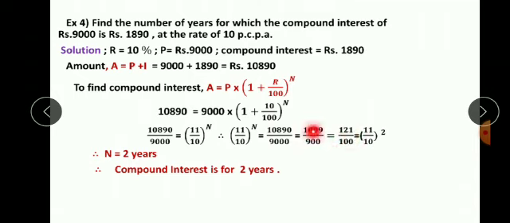When you cancel it by 9, you will get 121 upon 100, and this will be equal to 11 upon 10 to the power n. So if you take the square root of 121, what will be the value? 11. And 100 is the square of which number? 10. So 11 upon 10 to the power n, here also 11 upon 10 to the power 2. So what will be the value of n? If you compare these two terms, n will be equal to 2 years. Therefore, the compound interest is for 2 years. Find the number of years, as it is given in the question. Therefore, the compound interest is for 2 years.